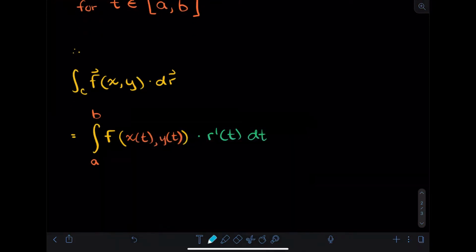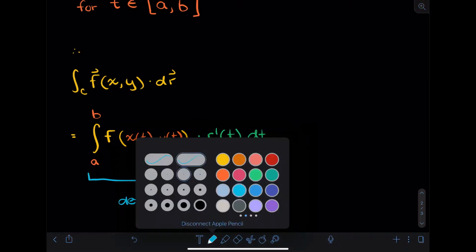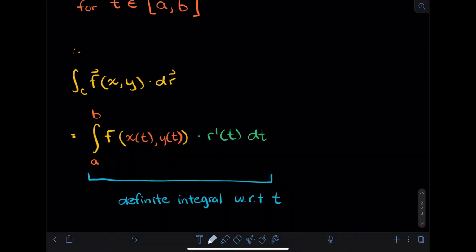So let's just make this very clear. This here is now a definite integral with respect to t, that new variable. Now, usually when we do a question, this is going to be good enough for us. We can use this form and we can quite easily and nicely solve the question. But there is another form that you might see, or it might be useful in some cases. So we'll take a look at that quickly.